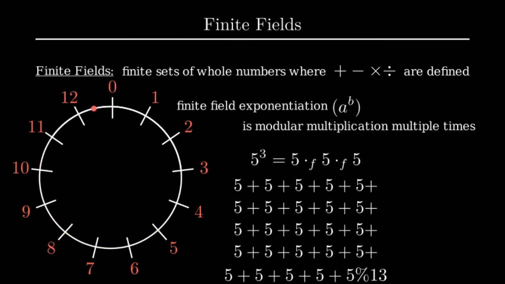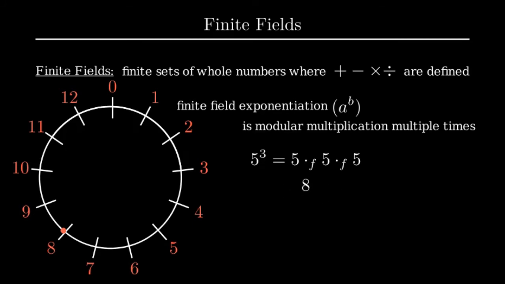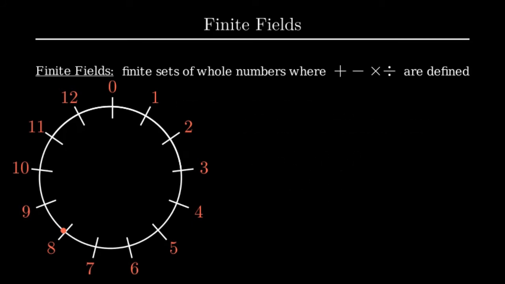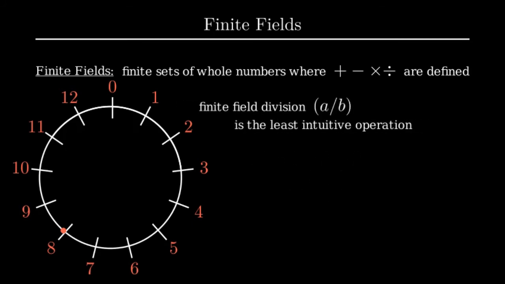Exponentiation is simply multiplication multiple times. It becomes computationally expensive as exponents become large. 5 to the third power in the finite field of order 13 equals 8. Finite field division is the least intuitive operation.